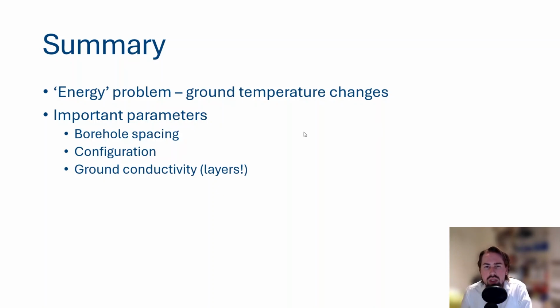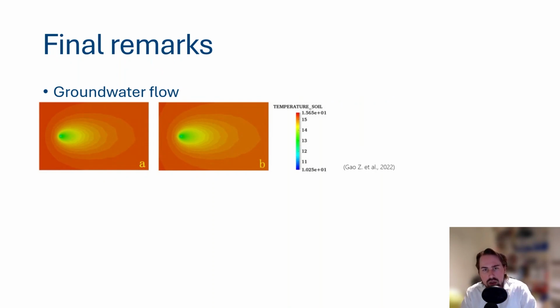I just want to mention two final remarks. So the first one has to do with groundwater flow. So in the model we discussed today, we are only talking about conductive heat transfer in the ground. So we assume there is no groundwater flow. Because when there is groundwater flow, what you see is that you have a temperature plume. So the heat is not spread out concentrically around the boreholes, but it's shifted in accordance to the groundwater flow, and it influences everything downstream.